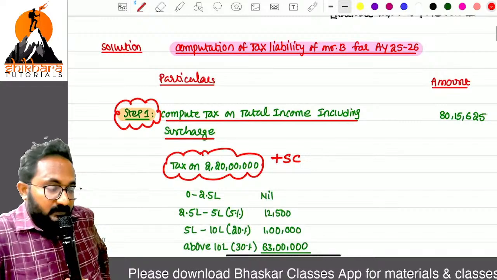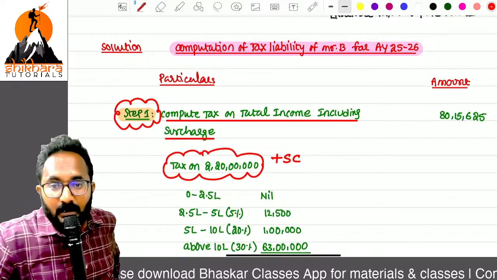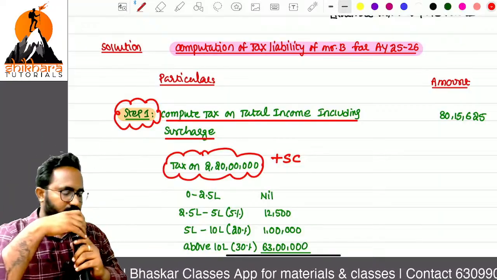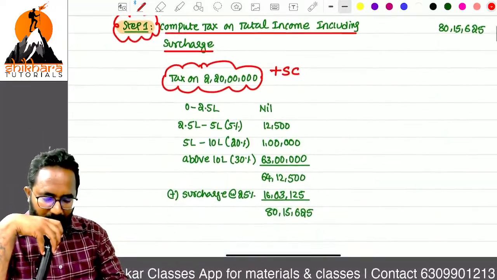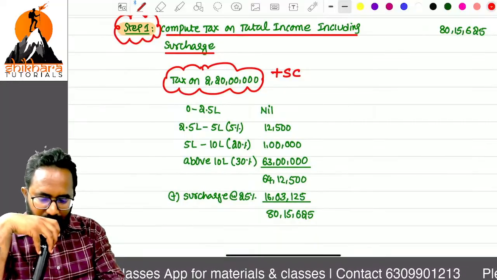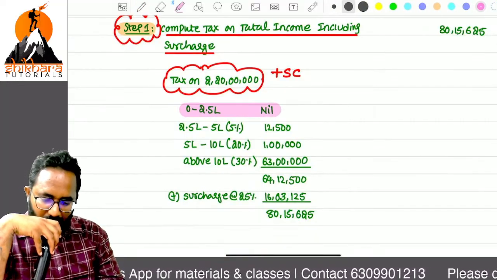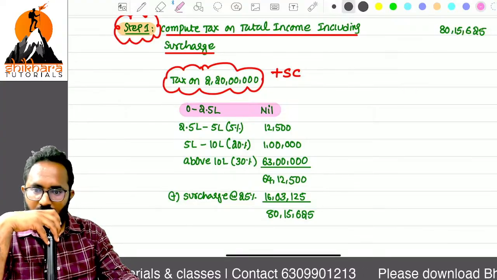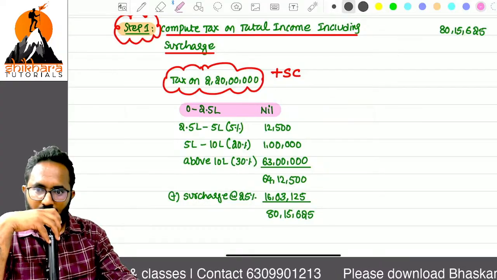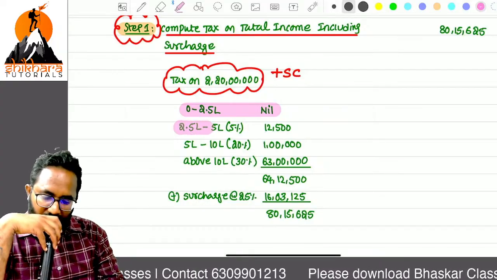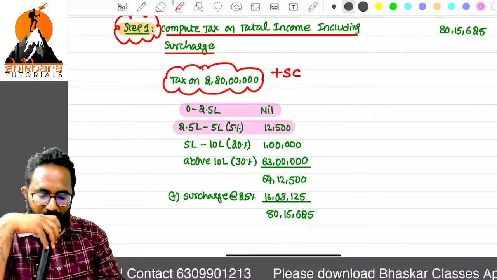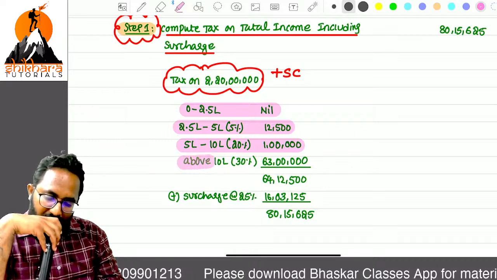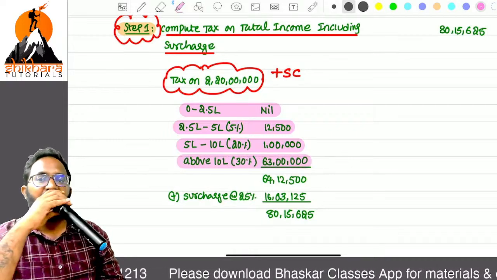What is step 1? Tax on total income including surcharge. Your answer should be: first 0 to 2.5 lakh nil. Next, 2.5 lakh to 5 lakh, what? 12,500. 5 lakh to 10 lakh 20%, that is 1 lakh. Above 10 lakh 30%, 63 lakh you will get.